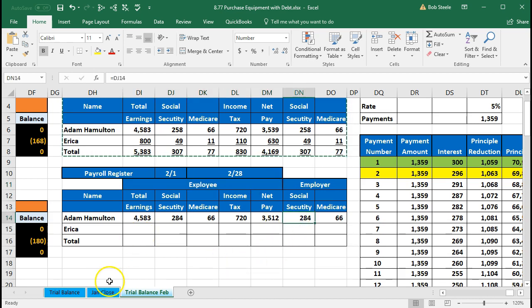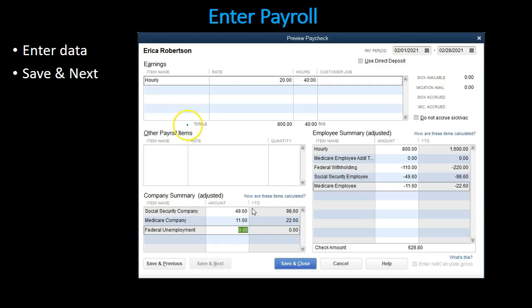So now we're going to jump back and look at the data for Erica in QuickBooks, and then we'll be back over here and put that into Excel. Here we are for Erica Robertson, and then we got the hourly wages here, and so we got a $20 rate, and the hours are 40 hours. That will give us the $800.